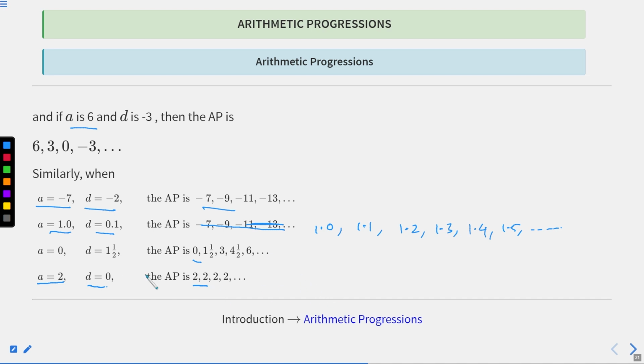So today's lecture is about this. In this lecture we basically introduced arithmetic progression, and we discussed the definition of arithmetic progression. We saw some examples of arithmetic progression, and we also discussed the minimum information that we need for making an arithmetic progression.